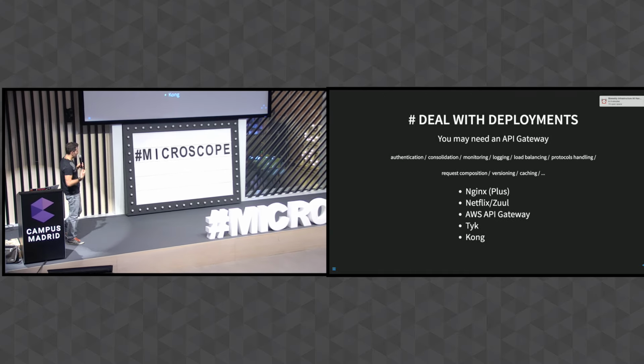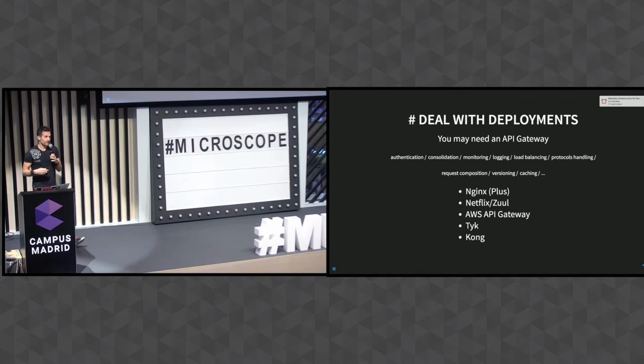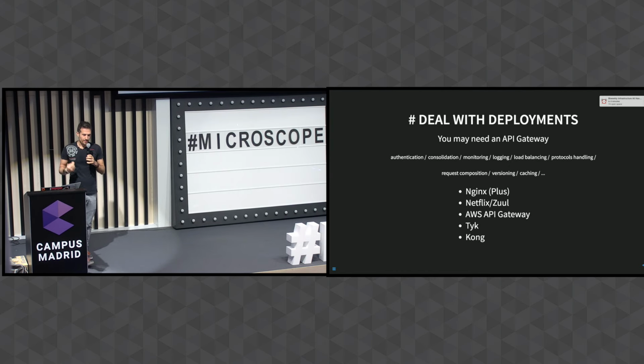You may need an API gateway. Why? Because microservices expose API endpoints that are very fine-grained, and these are the kind of endpoints that you don't want to expose to your clients. So you can aggregate and consolidate these APIs into an API set that is usable by your client. Also, you can move a lot of logic inside the API gateway. It can handle authentication for you. It can handle monitoring, accounting, logging, load balancing. It's a very nice piece of software to have.